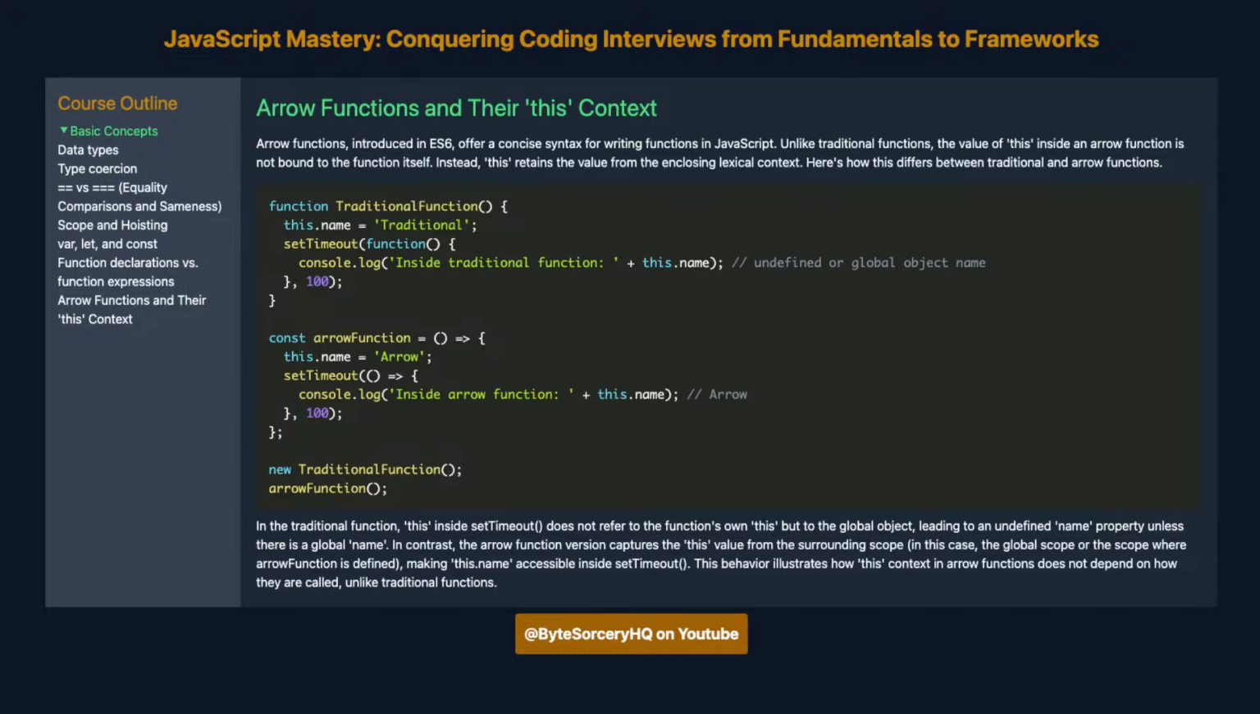In the traditional function, this inside setTimeout does not refer to the function's own this, but to the global object, leading to an undefined name property unless there is a global name. In contrast, the arrow function version captures the this value from the surrounding scope, in this case, the global scope, or the scope where the arrow function is defined, making this.name accessible inside setTimeout. This behavior illustrates how this context in arrow functions does not depend on how they are called, unlike traditional functions.